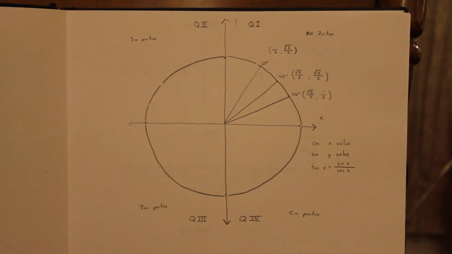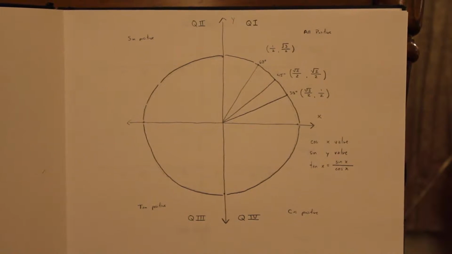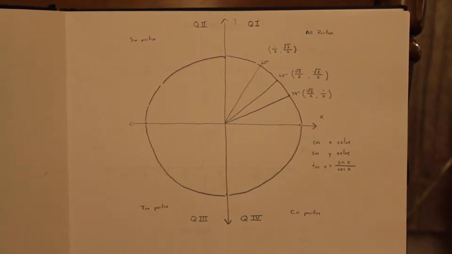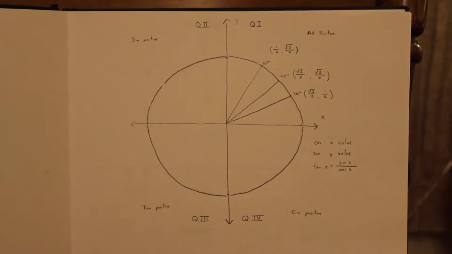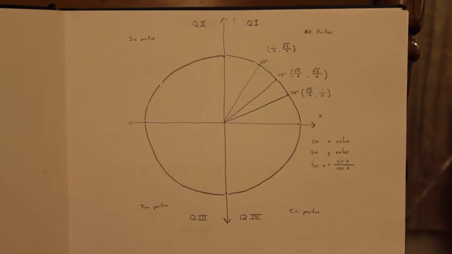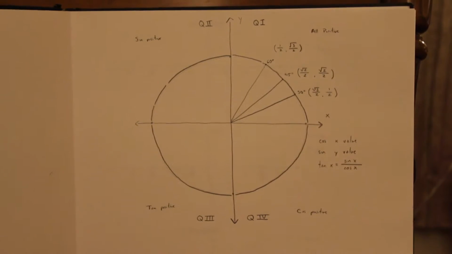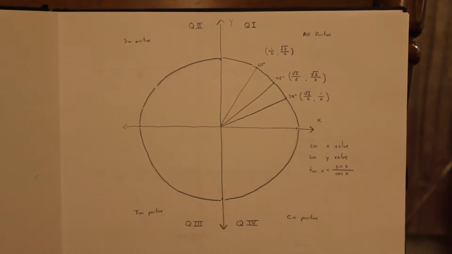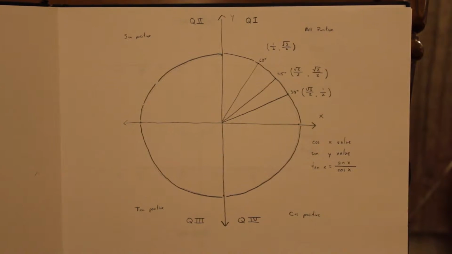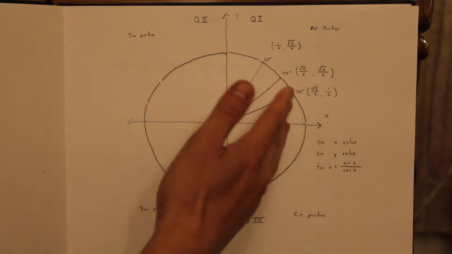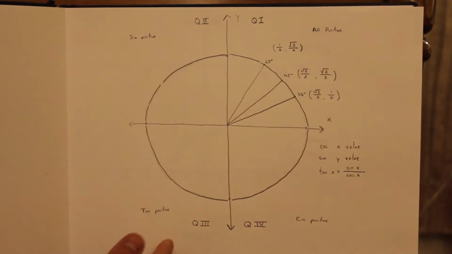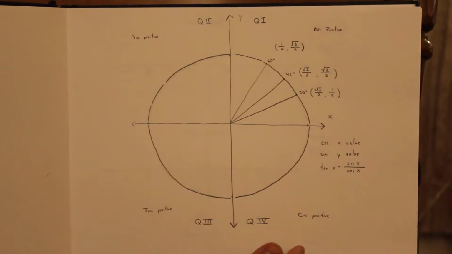We'll be using the unit circle in our lesson today. As you can see, I've listed the trig functions that will be positive in their corresponding quadrants. All trig functions are positive in quadrant 1. Only sine is positive in quadrant 2. Only tan is positive in quadrant 3. And only cosine is positive in quadrant 4. To remember this, I use the acronym All Star Trig Class. All positive, sine is positive, tan is positive, cosine is positive.